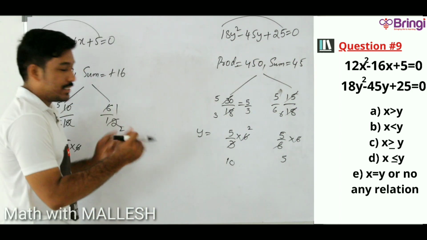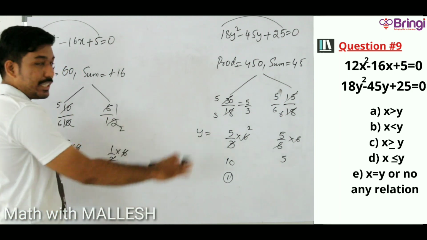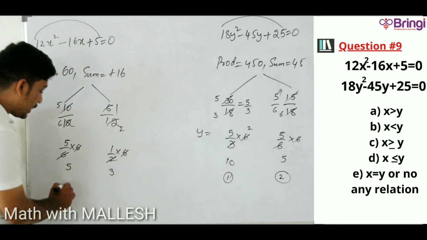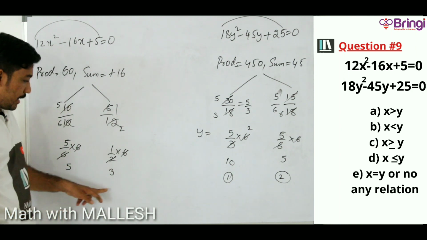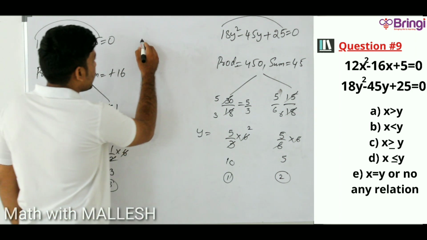In this, what is the largest number? 10. So this occupies the first position. And what is the next position? 5. Of course, second position. Here also one 5 is there. So this is second position. And here 3 is there. This is third position.